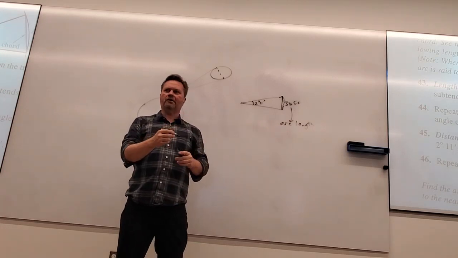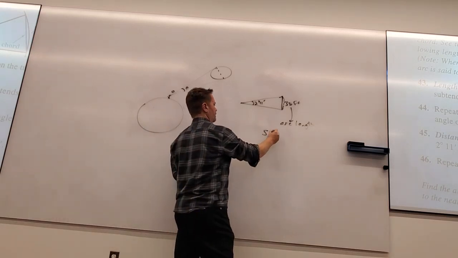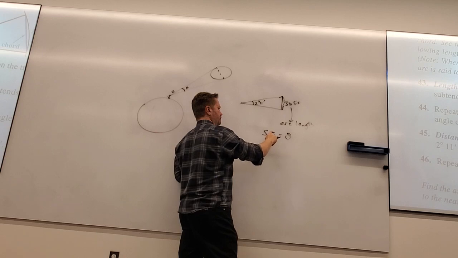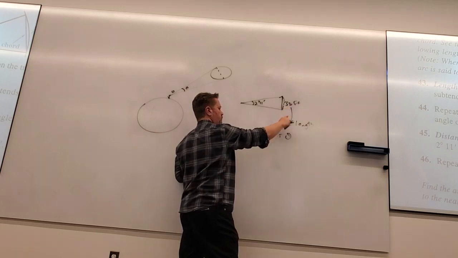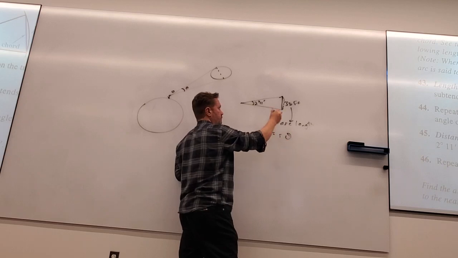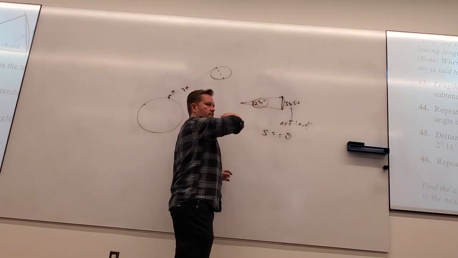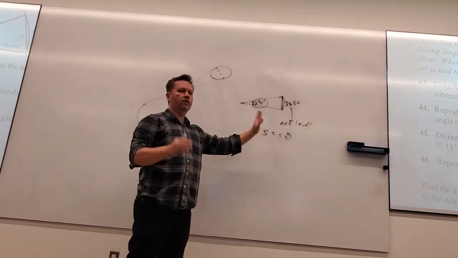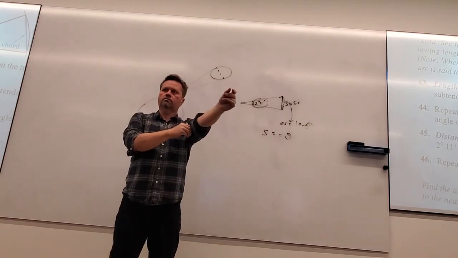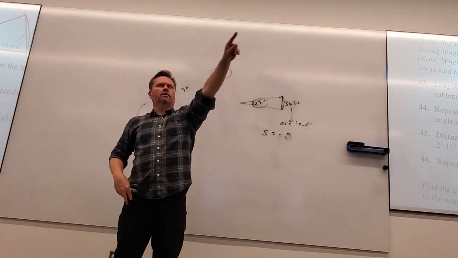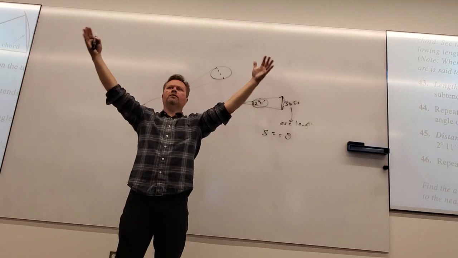What's the formula for arc length? S equals R theta. Do we know S? Yeah, it's 32. Do we know theta? Almost. What's wrong with this? It's not in radians, it's in degrees. So convert, and then can't you plug that in and solve for R? That's how, if we know how big something is, we can find how far away it is.